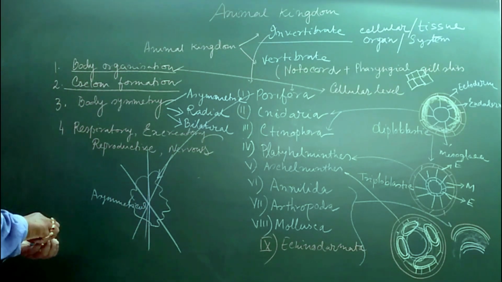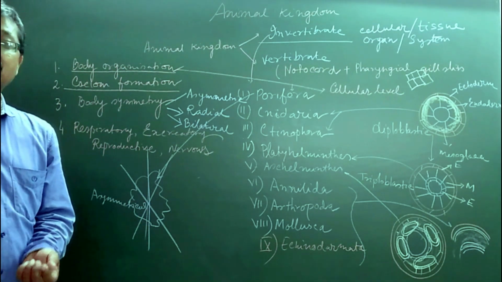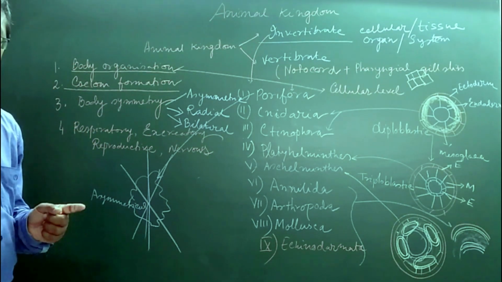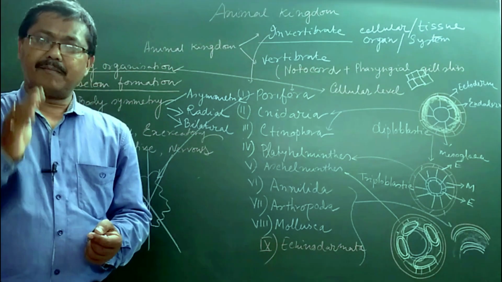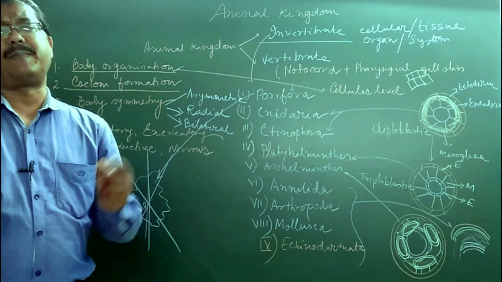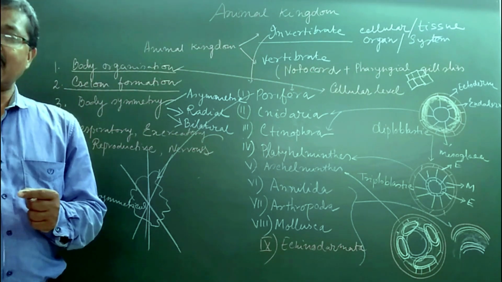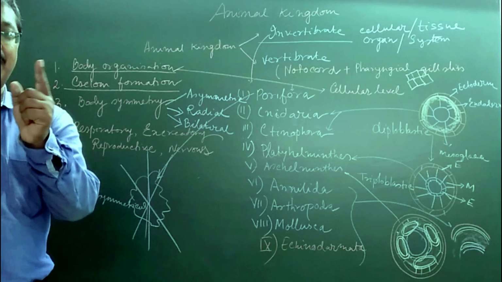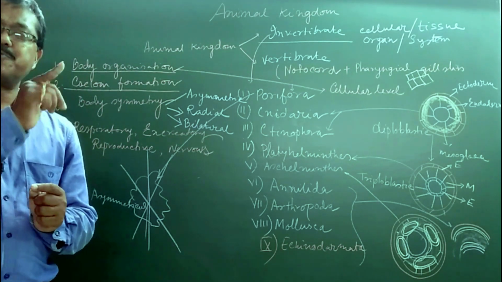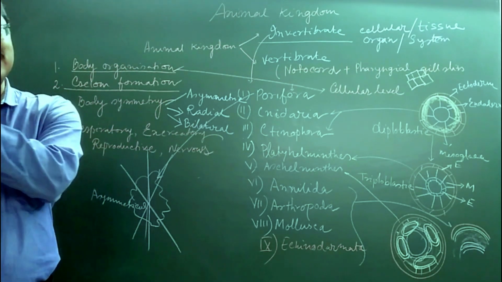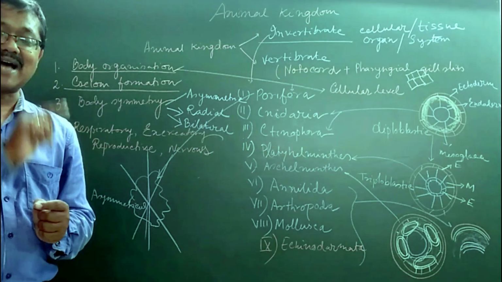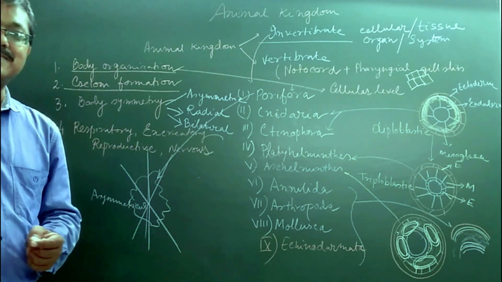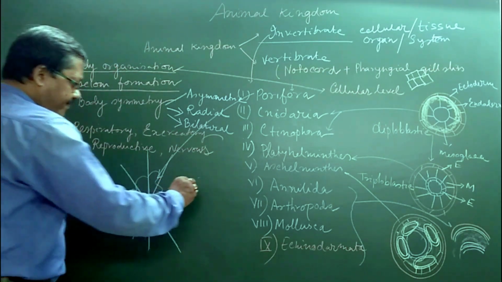But radial symmetry, what do you mean by radial? When a body is divided by any vertical plane that passes through the central axis, and each part that develops is similar to the other part, then this type of symmetry is called radial symmetry.